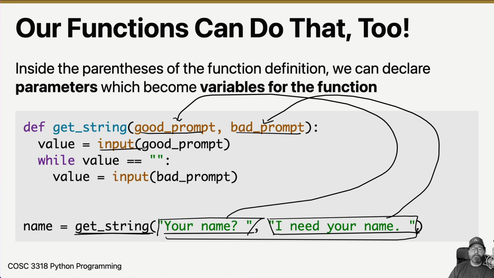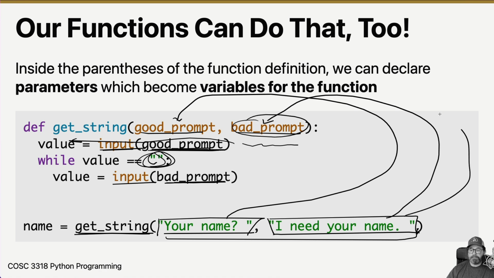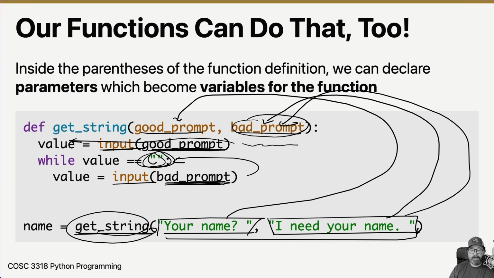So it says input, give me that prompt. So it's going to print out whatever is inside good prompt. So it's going to say input your name, and then we type something in, and then that gets sent back to value. If it's empty, this code will do another input, but it will use the bad prompt, and it will say, I need your name, because that's the value that was stored in bad prompt when we called getString here. So it'll print that out, and it'll loop back up here and check again. And if it's still not a good value, it'll come back down here and print it out again. I need your name. And then eventually this will end up returning the string.